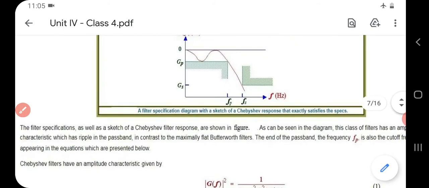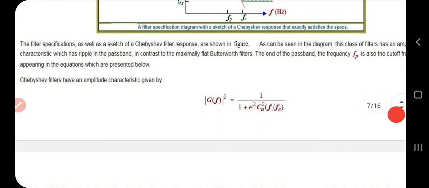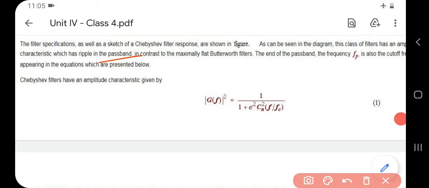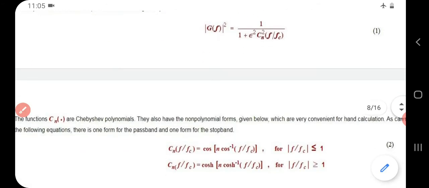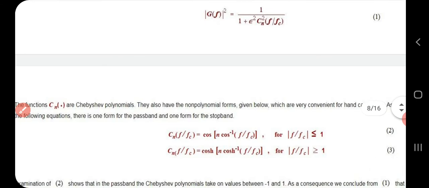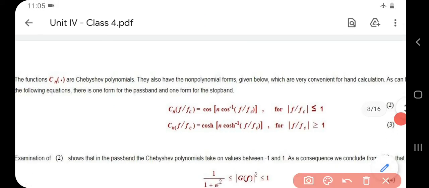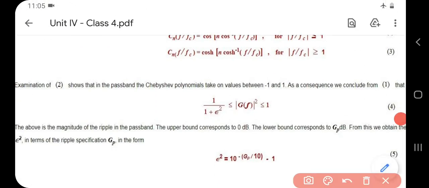You have to draw this graph, then write the expression for amplitude response. Explain each of these terms as I have already told. Then what will be the value of Cn for pass band and stop band. Then the amplitude response value lies between this and this. And finally, in terms of ripple specification, the ripple in pass band, epsilon square, is given by this expression.